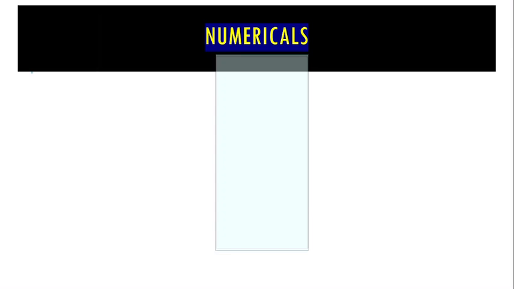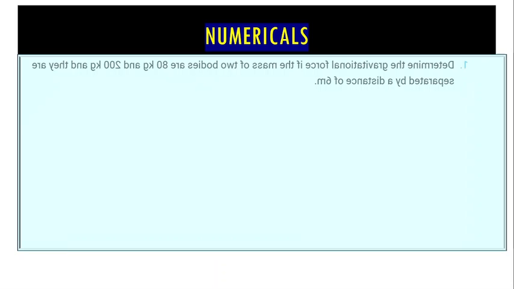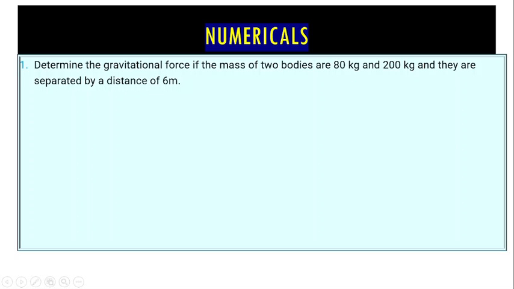Next, we are going to solve some numericals. Our question is this. Determine the gravitational force if the masses of the two bodies are 80 kgs and 200 kgs and they are separated by a distance of 6 meters. The first mass is 80 kgs and the second mass is 200 kgs.